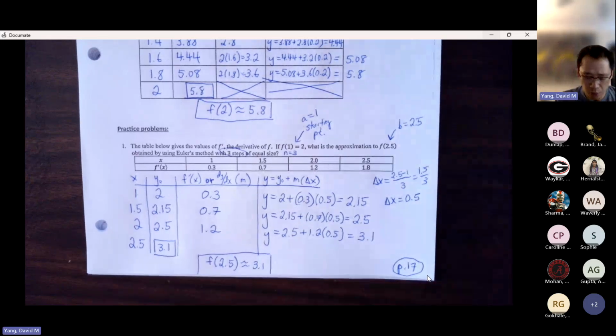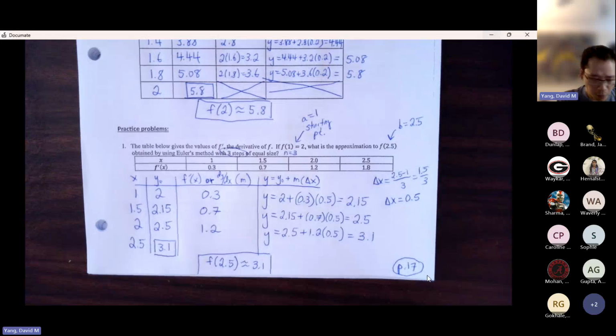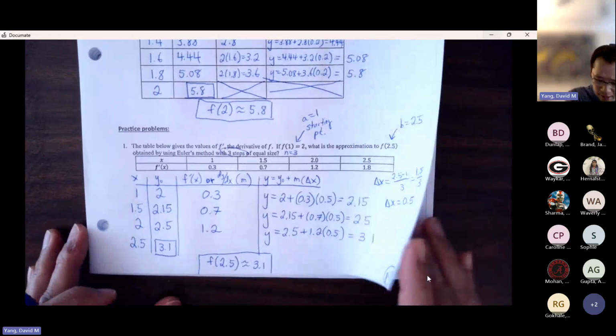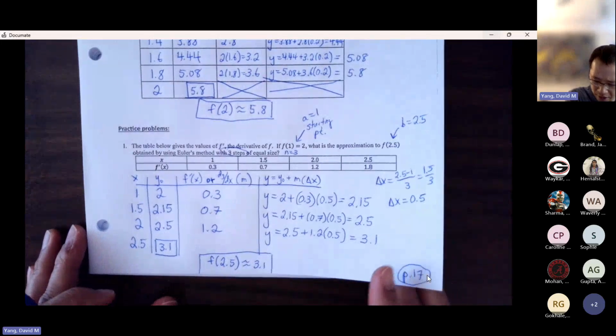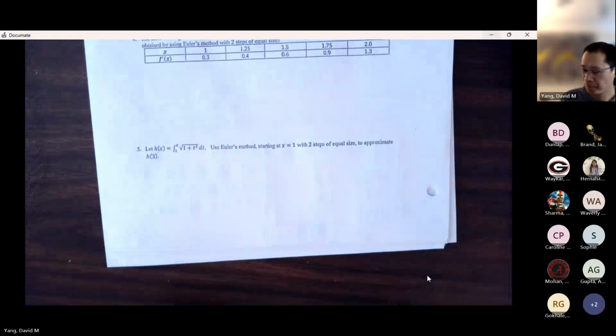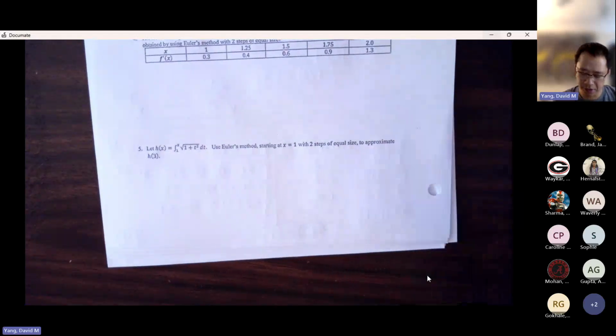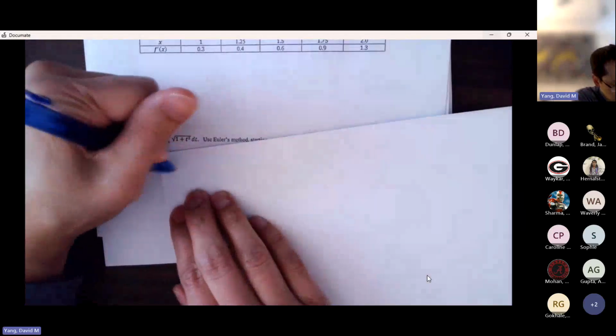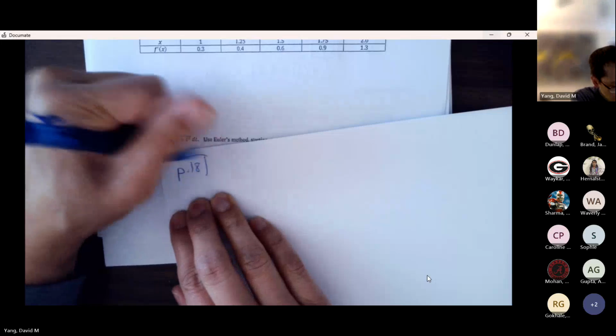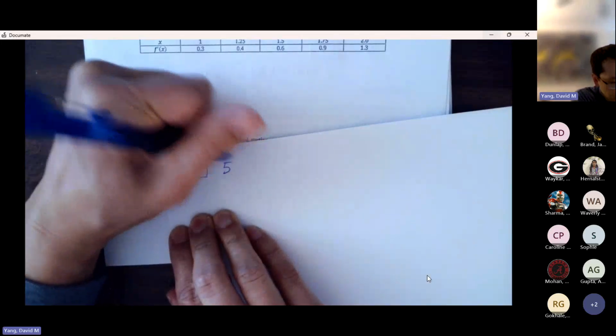Okay, let me do one more with you. Well, one more from this section. Everything else kind of looks the same, but 5 looks a little bit different. So if you can turn to page 18, let me do number 5 with you. So this is page 18, number 5.